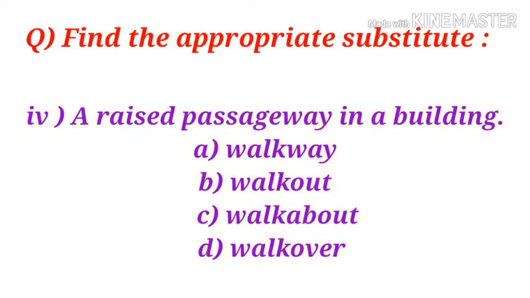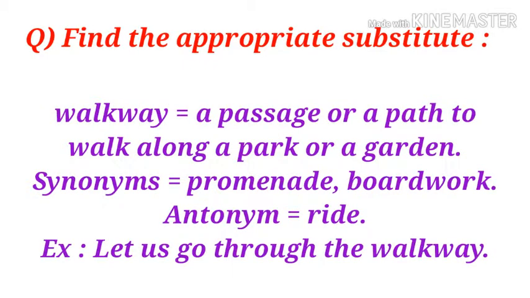Then comes question number 4. Question number 4 is a raised passageway in a building. Its options are walkway, walkout, walkabout, and walkover. It is a very important question, although it seems very simple, but still let us know the meanings. Walkway means a passage or a path to walk along in a park or a garden, connecting different sections of buildings. That means there are different sections of the buildings, and between them there are lots of passages or paths through which we can walk along. That is known as a walkway. Its synonyms are promenade, boardwalk, and its antonym is ride.